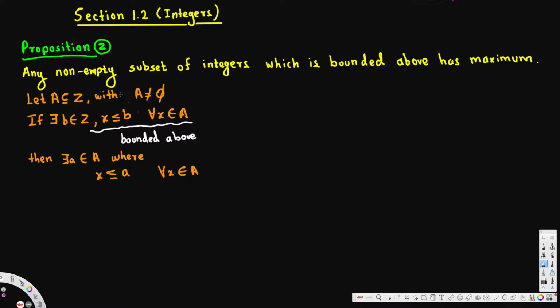What's going on, guys? In this video we are going to see the proof of this proposition number 2. Proposition number 2 says any non-empty subset of integers which is bounded above has a maximum.